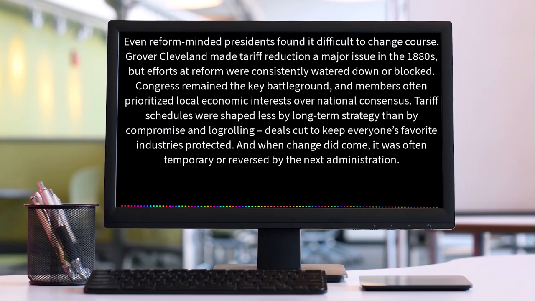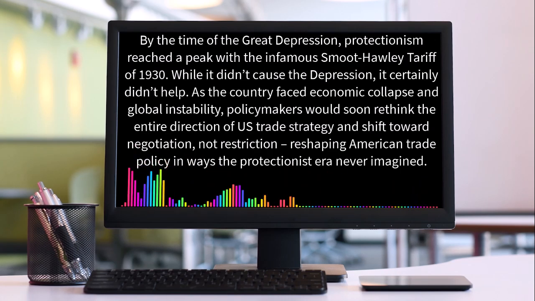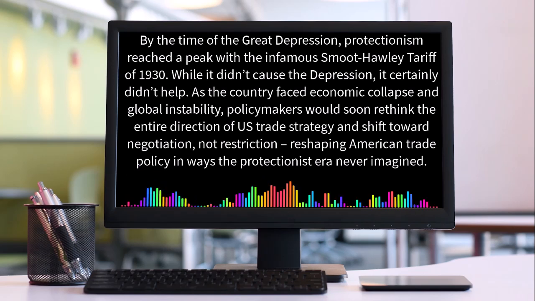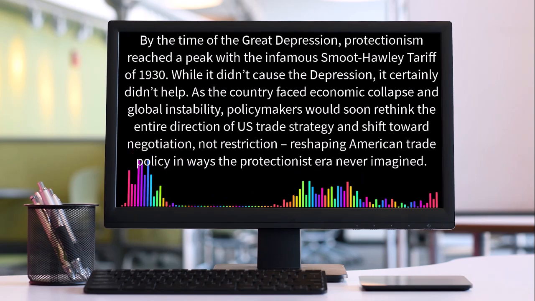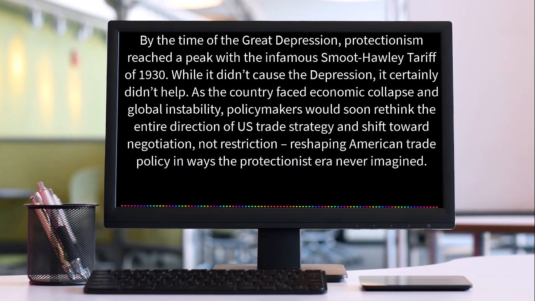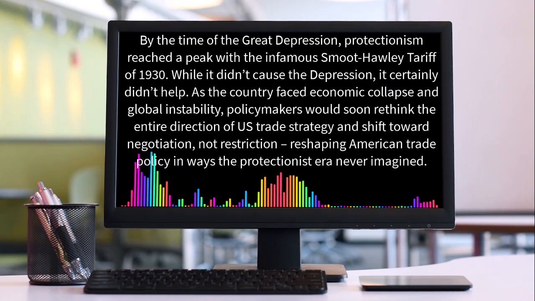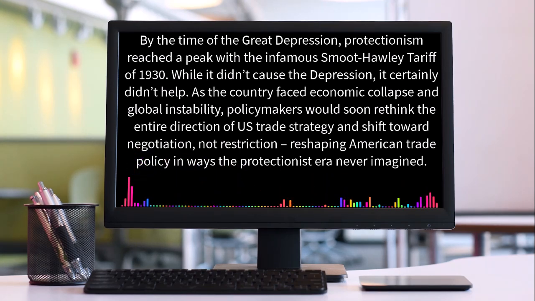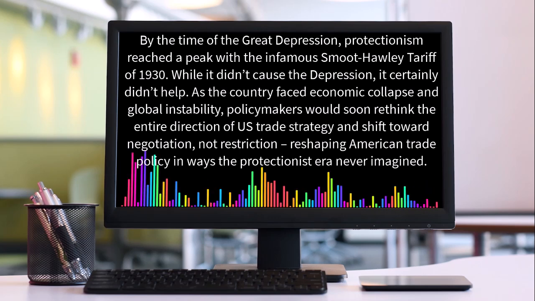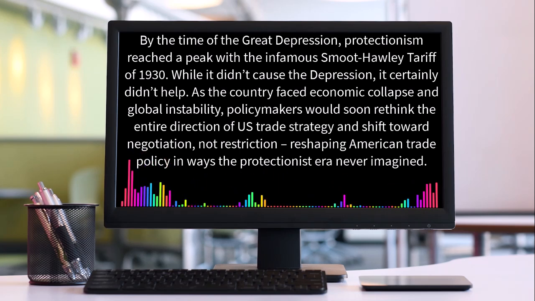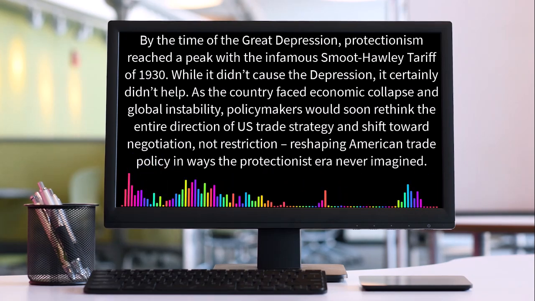By the time of the Great Depression, protectionism reached a peak with the infamous Smoot-Hawley Tariff of 1930. While it didn't cause the Depression, it certainly didn't help. As the country faced economic collapse and global instability, policymakers would soon rethink the entire direction of U.S. trade strategy and shift toward negotiation, not restriction, reshaping American trade policy in ways the protectionist era never imagined.